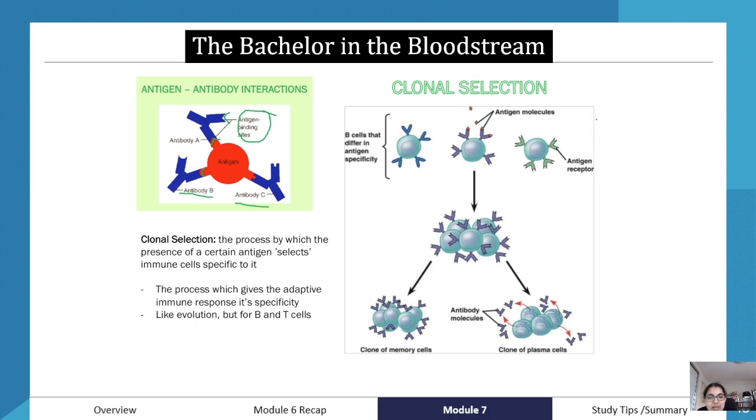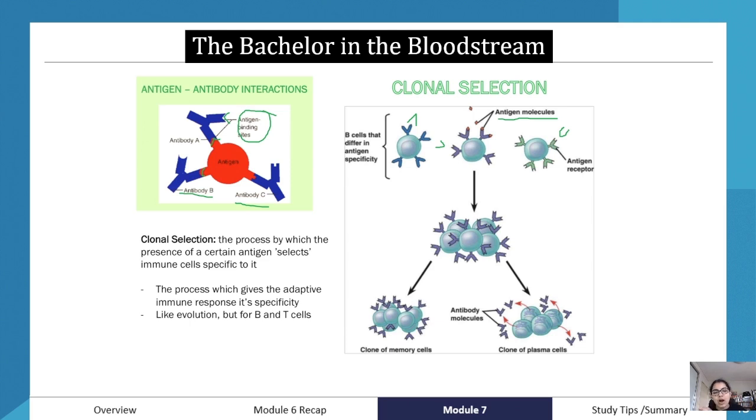So what happens is that we've got the antigen molecules, these are the antigen molecules, and the B cells that differ in antigen specificity. They all have different shapes, as you can see here. This one has a triangle, this one has a triangle poking upwards, this is like a V shape here, and this one is like a U shape. So they're all different antigen receptors. Sorry, these are all different antibodies.